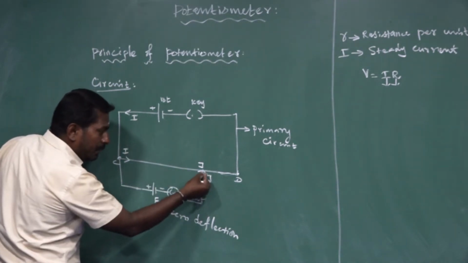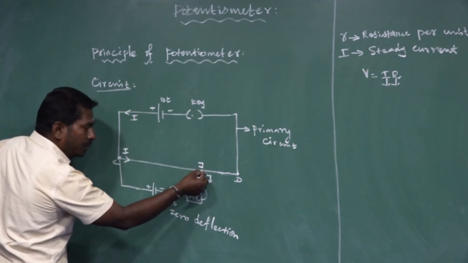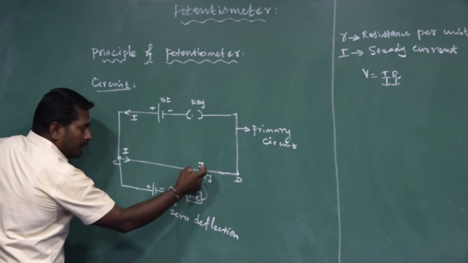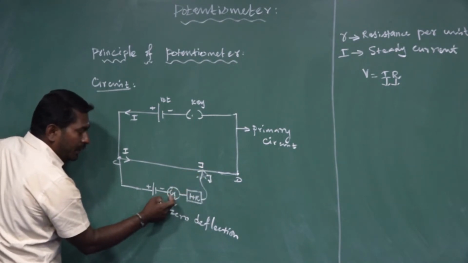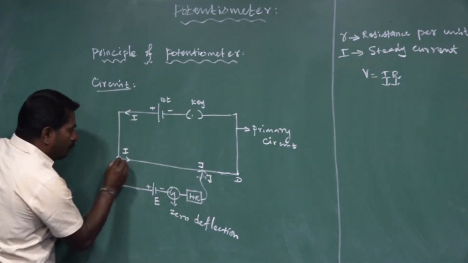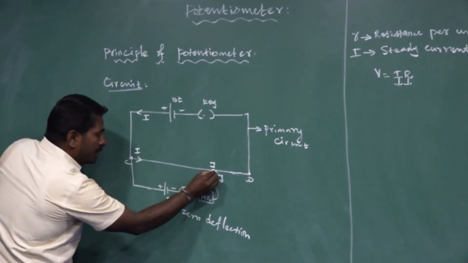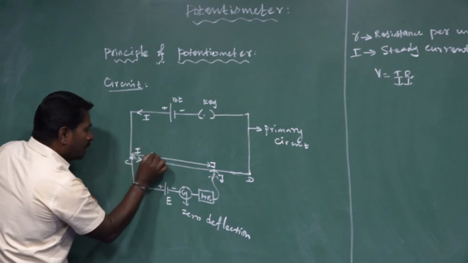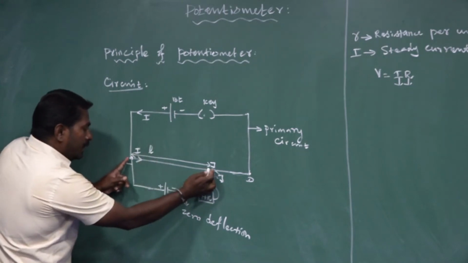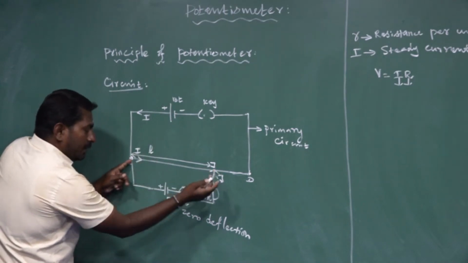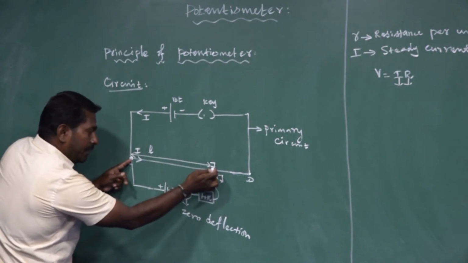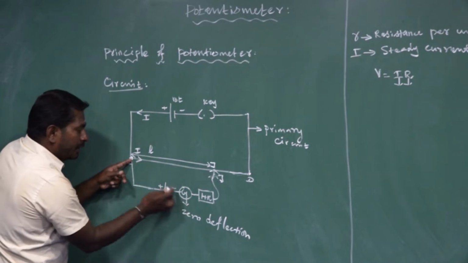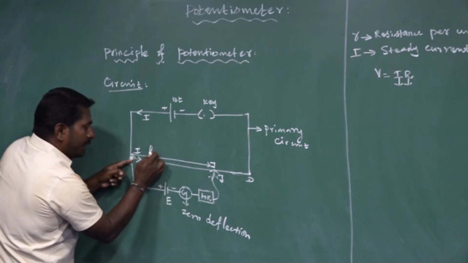So that metal jockey may make electrical contact at any point on the potentiometer wire. At this point, the galvanometer shows zero deflection. At that moment, consider the potential drop across this length of the segment of potentiometer wire. This is the length of the potentiometer wire. Whenever the metal jockey makes electrical contact at this point, the galvanometer shows zero deflection across this length of the segment L.